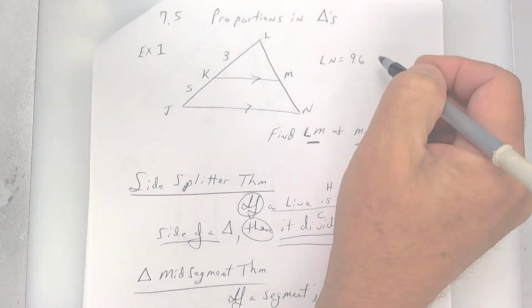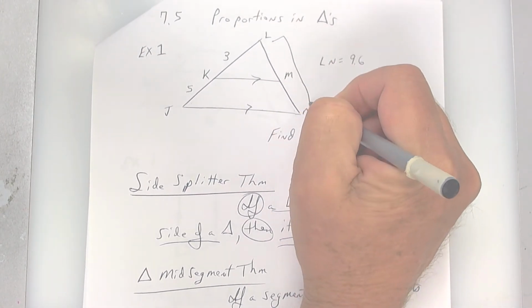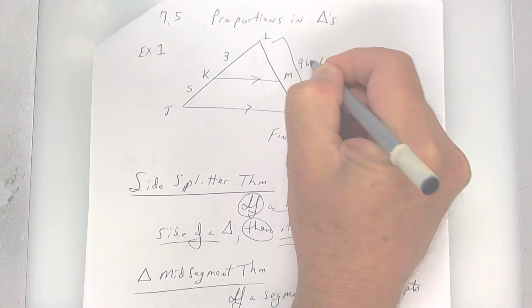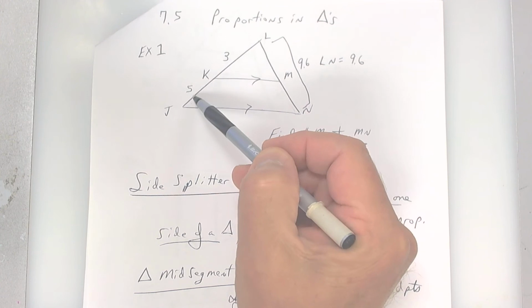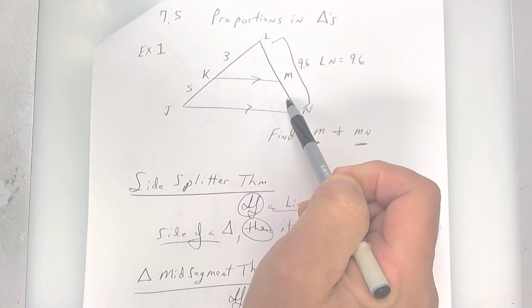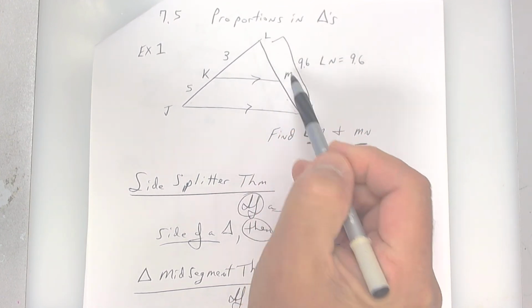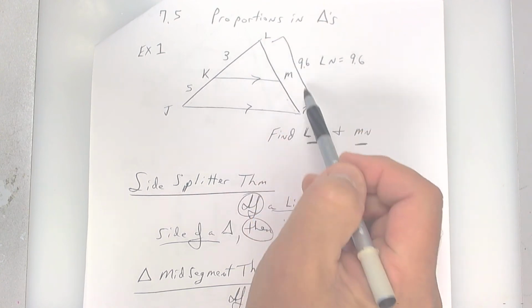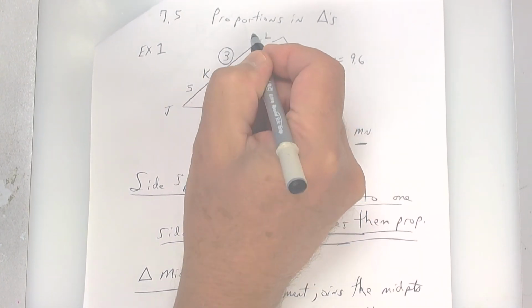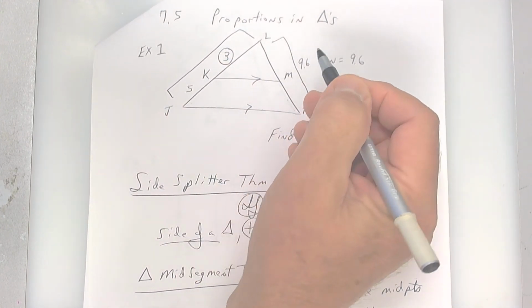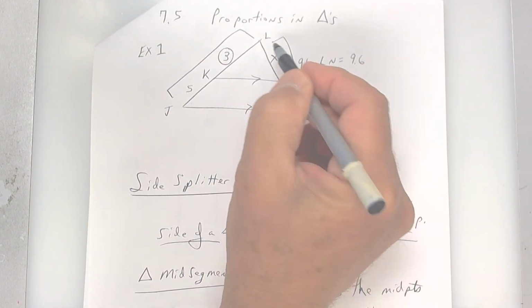This one they tell you ln from here to here, ln is 9.6. You with me? All right, so we want to set up some kind of proportion. Normally I would do top over bottom equals top over bottom, but we don't know this. So here they're giving us the whole thing. So what I'm going to do is top over the whole thing equals top over the whole thing.